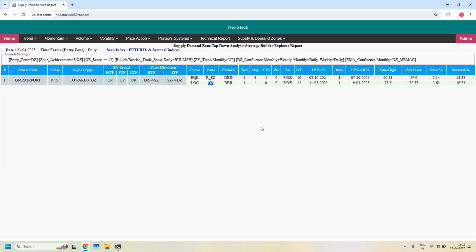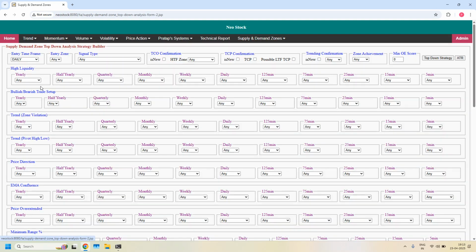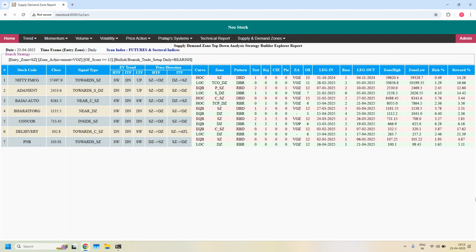Next, bearish trade setup for monthly income trade. Entry time frame daily, entry zone supply zone. Bullish or bearish at daily, I am selecting bearish. Zone achievement VOZ, minimum order enhancer score 12. We got 7 stocks supporting bearish trade setup for monthly income trade, and the entry time frame zones are daily supply zones.